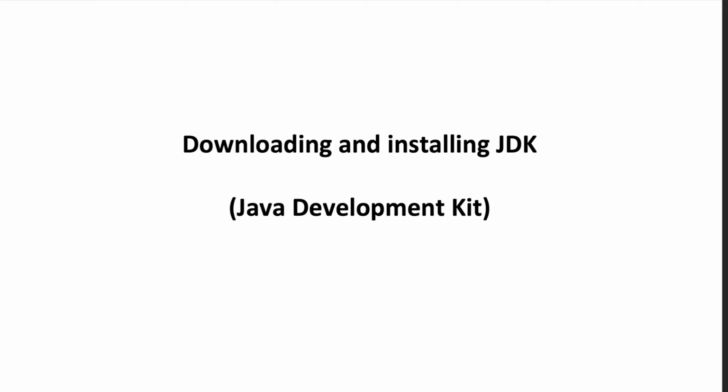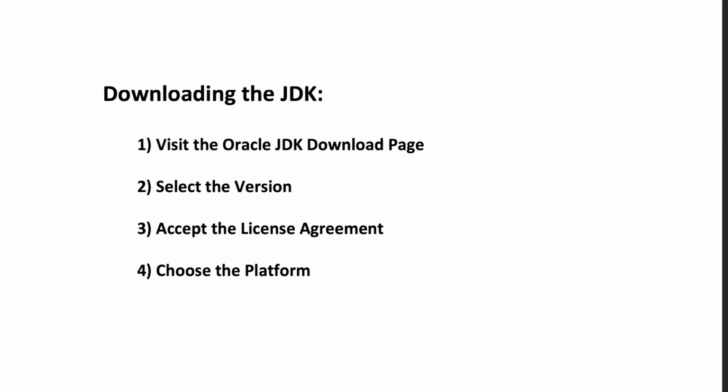In this talk, we are going to talk about how you can download and install JDK on your computer. JDK stands for Java Development Kit. These are some steps which you need to follow for downloading the JDK, the Java Development Kit. Downloading and installing JDK is the initial step for developing Java applications.